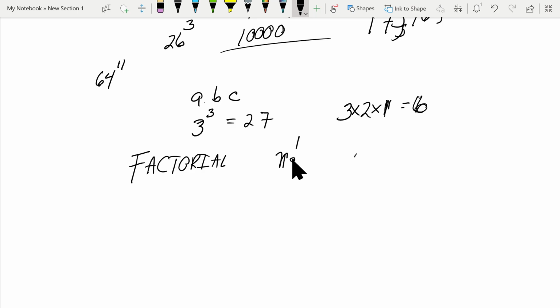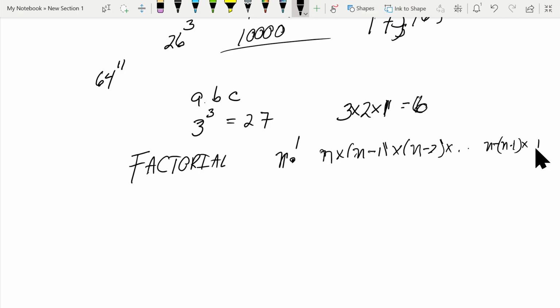This is a factorial, and it means n times n minus 1 times n minus 2 times on down to 1.